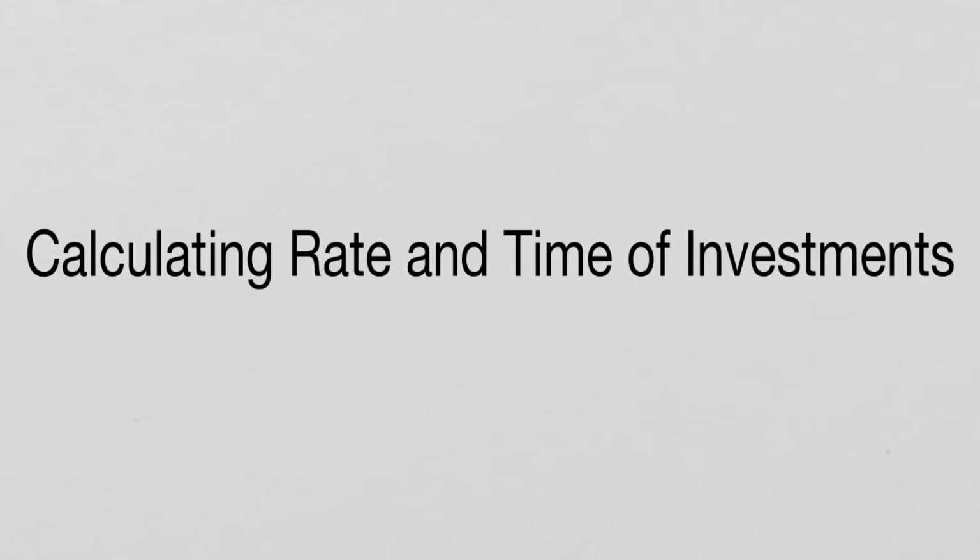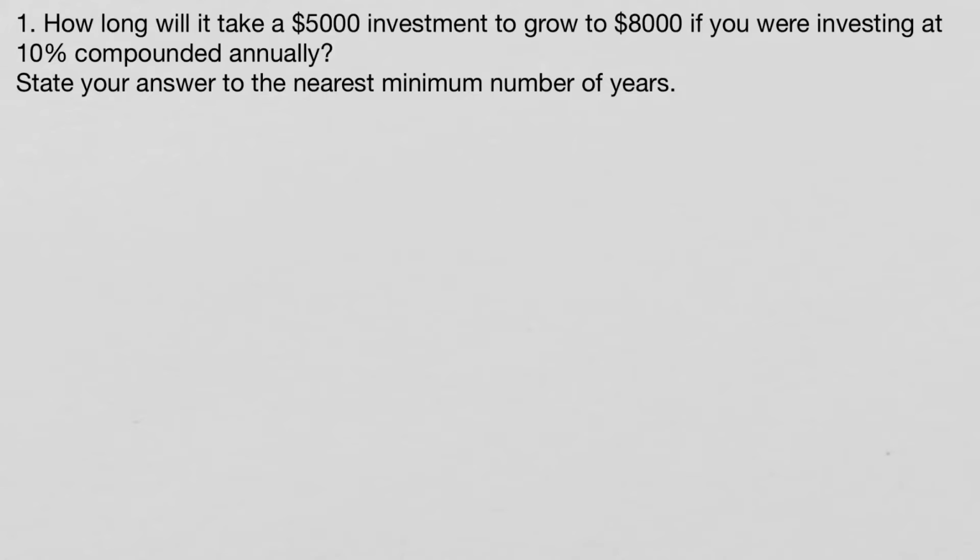All right, we're going to be calculating the rate and time for investments. Here we're asking how long will it take something to happen. So we start with the formula, the future value. I'm going to make this a little bit bigger. The future value equals the present value times 1 plus r over n to the nt. And we're going to be solving this for t.